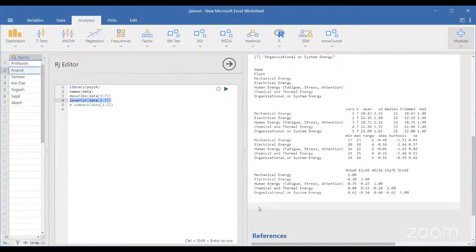I don't know HE. What is that? HE is human energy. This is 1. Chemical is 1, and organization to organization is 1. And now with the others, electrical energy to mechanical energy is negatively correlated by -0.2. Human energy to mechanical energy is 0.35. Human energy to electrical energy is -0.27. But actually, how do I interpret this? I understand this, but how to interpret the physical significance?